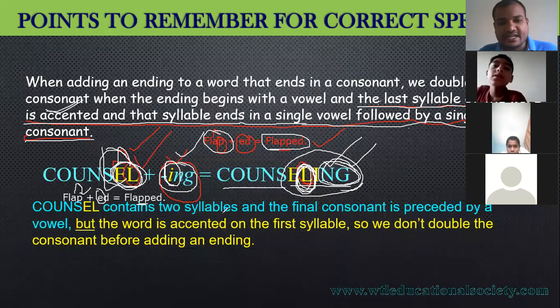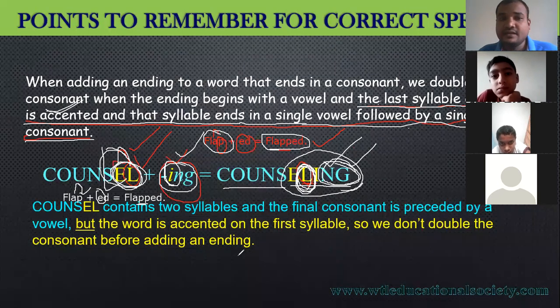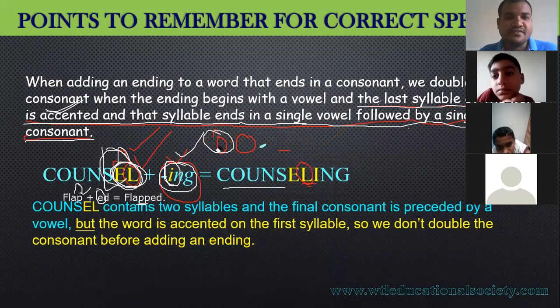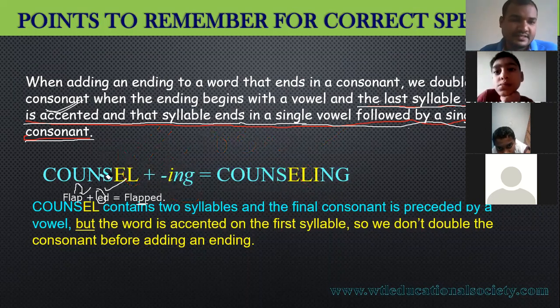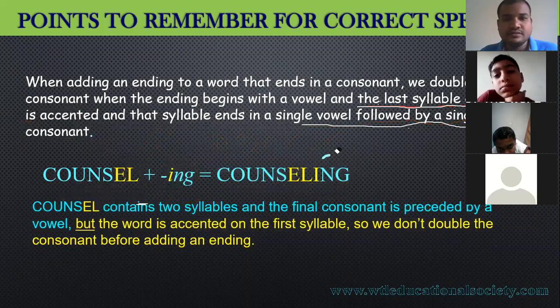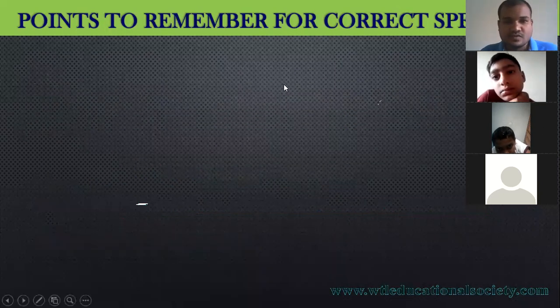The word counsel contains two syllables and the final consonant is preceded by a vowel. But the word is accented on the first syllable, so we don't double the consonant before adding an ending. Counseling. The way we are pronouncing it is also very important here. Based on that, we decide whether to apply the doubling concept or not.